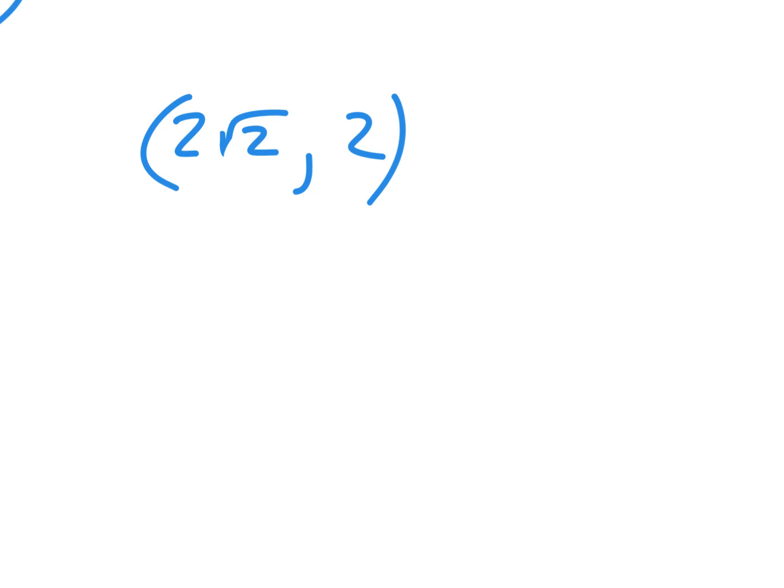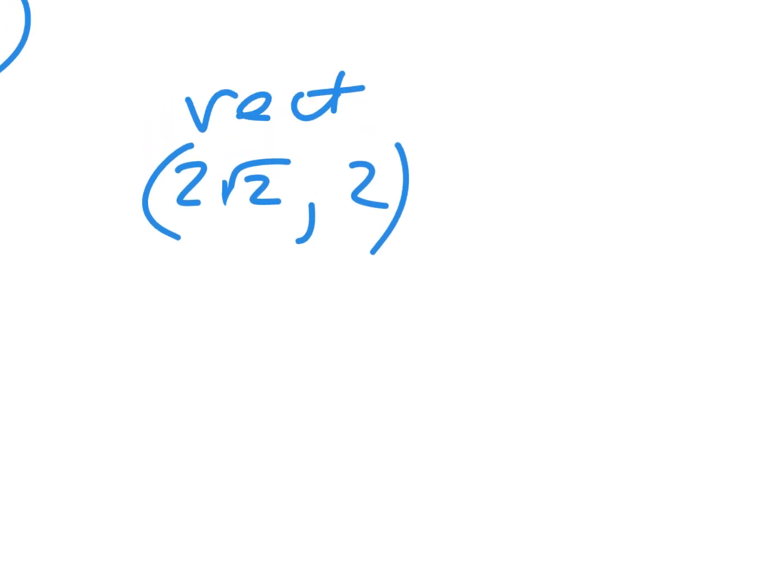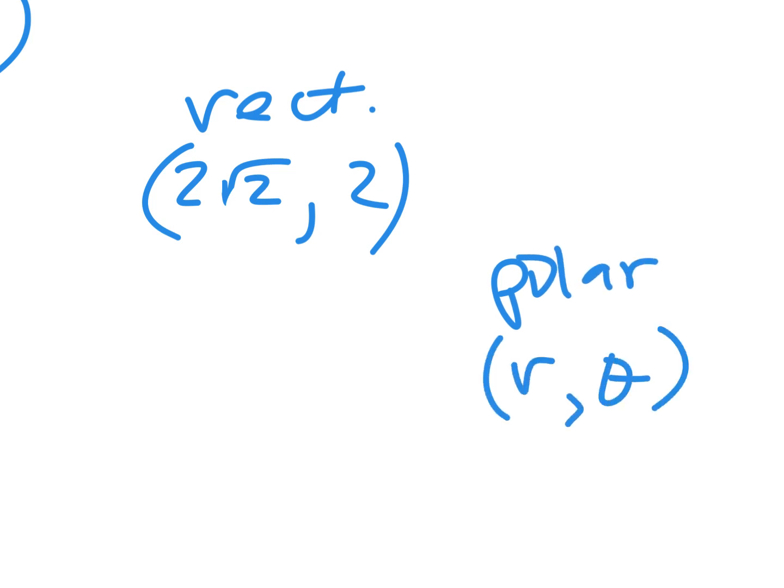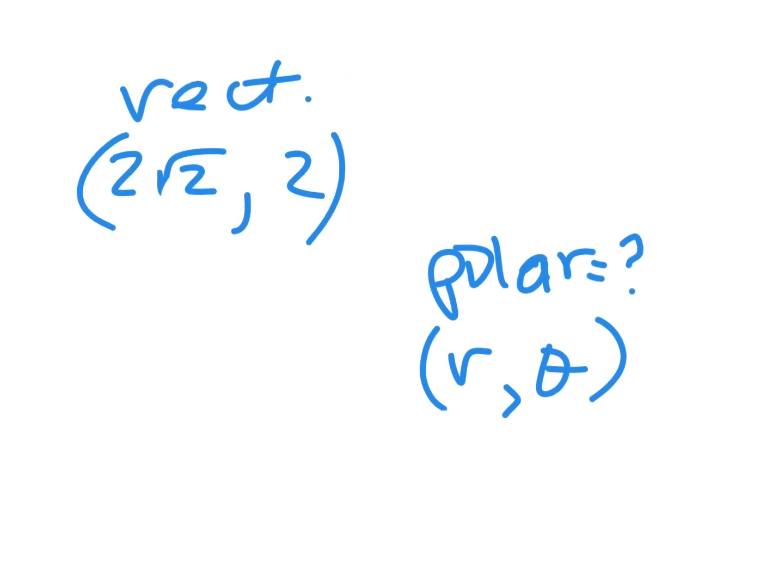That is a rectangular point. What's the polar point for it? Always draw the picture, graph it, and you'll be able to figure out the angle. And if you can't figure out the angle, all you do is write inverse tan of whatever. And hopefully you'll be able to figure out how long the radius is, as in the hypotenuse. I'll pause for a second, let me try that.